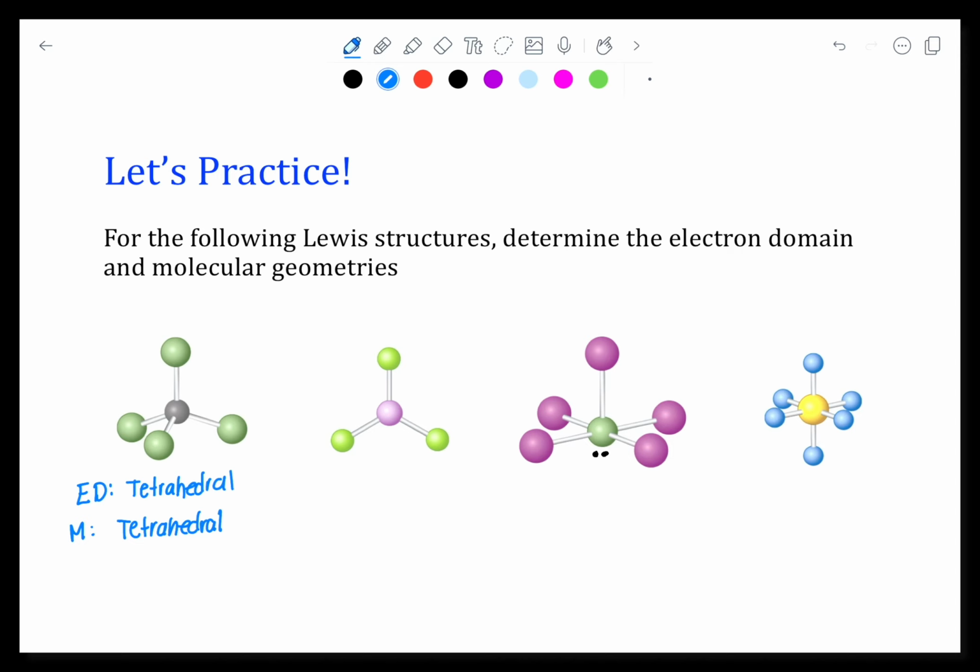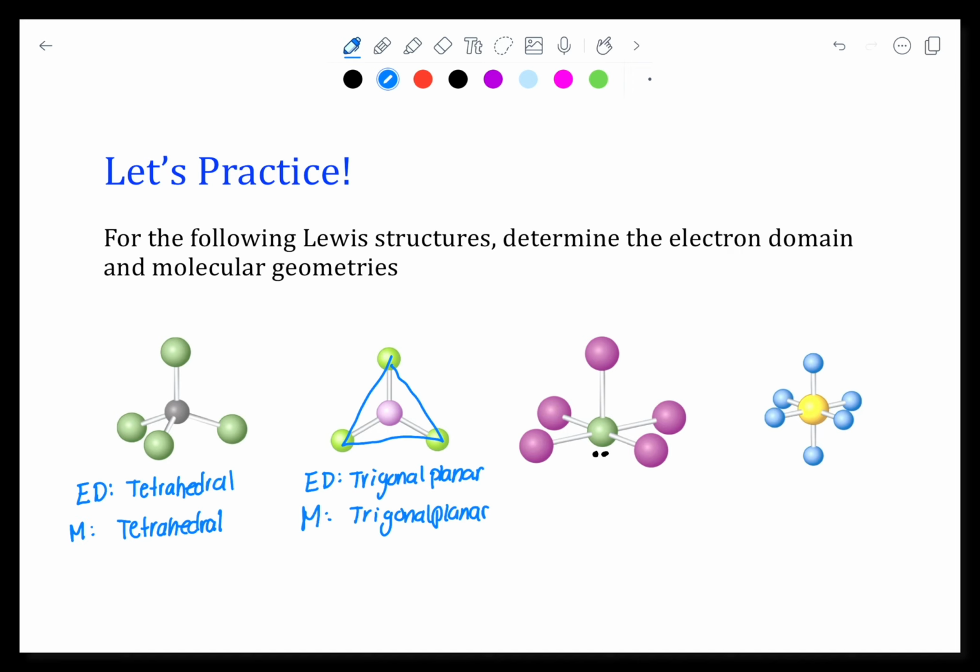Okay, our next example has 1, 2, 3 electron domains. So our electron domain geometry is trigonal planar. We know this because we have 3 electron domains and they're all in the same plane and they make a triangle. Since there are no lone pairs, the molecular geometry is also trigonal planar.